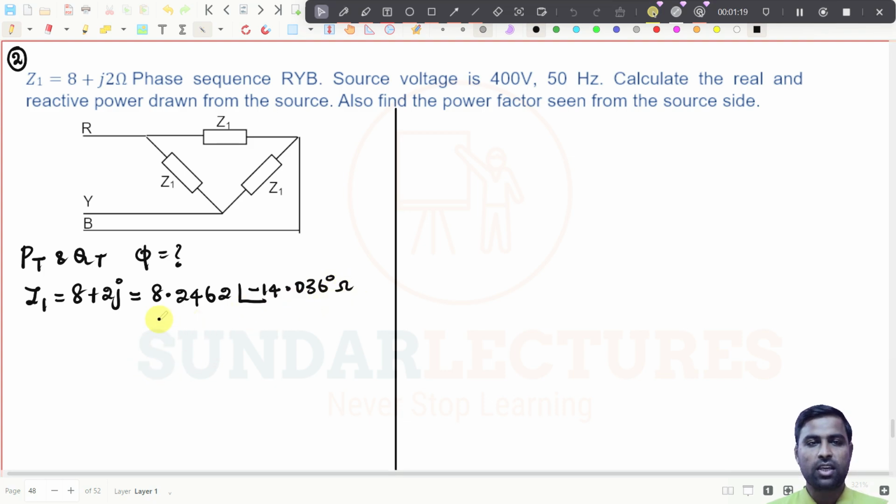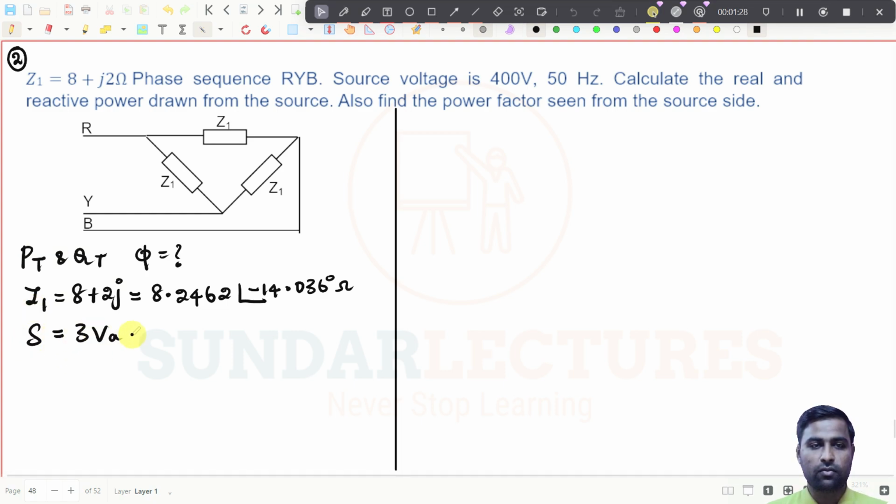And what is the formula for S, or ST? Maybe I will write it as S. S is equal to 3 into VA into IA. These are all phase quantities. If you put phase, then it is 3. If you put line voltages, then it is root 3 VL IL. To understand that is very important.